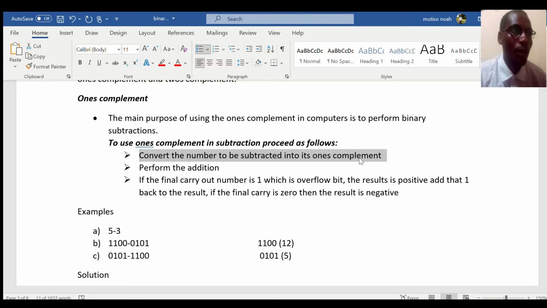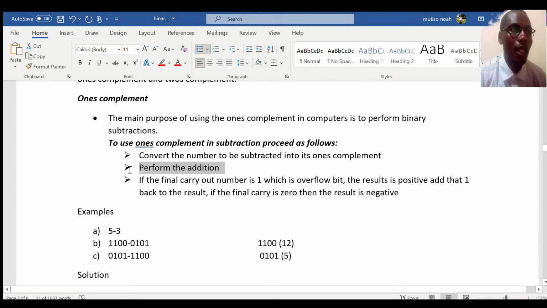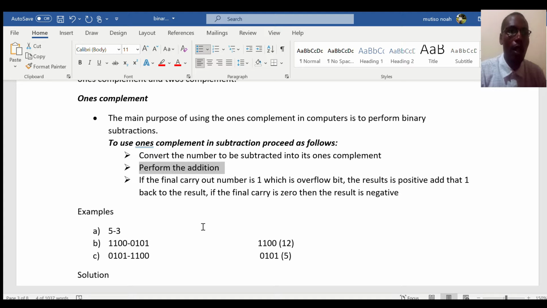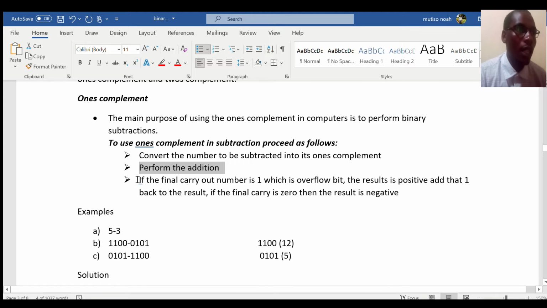The second step is you are supposed to perform addition. You add them. If, for example, it is 5 minus 2, it will be 5 plus minus 2. You add them: 5 plus the minus 2. The minus 2 is the bitwise complement of that binary.